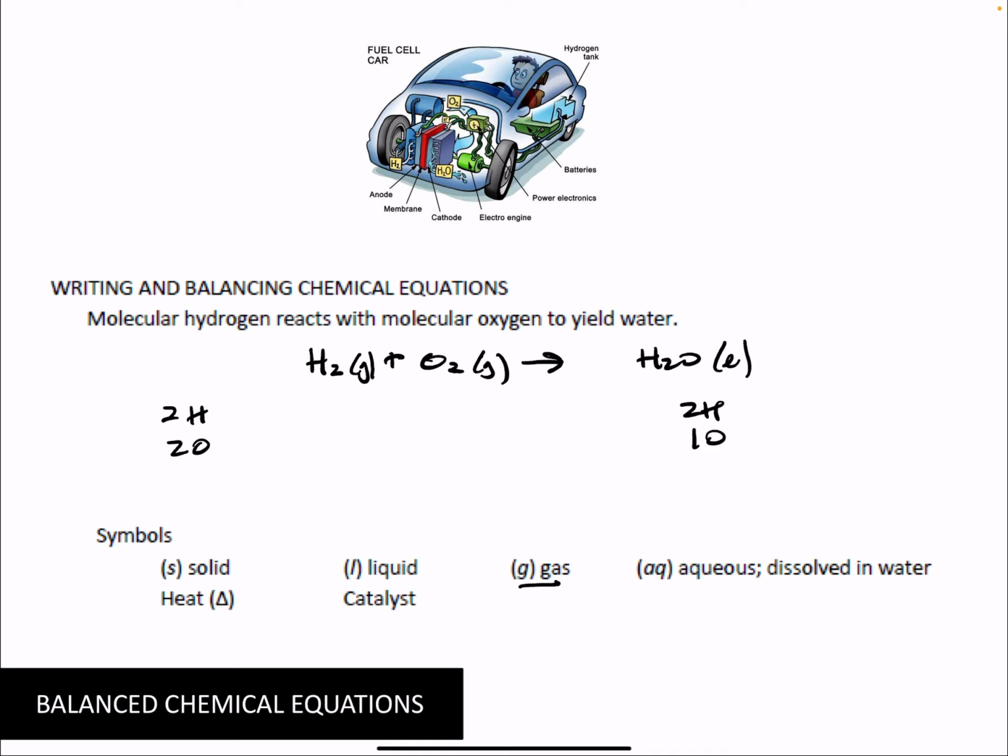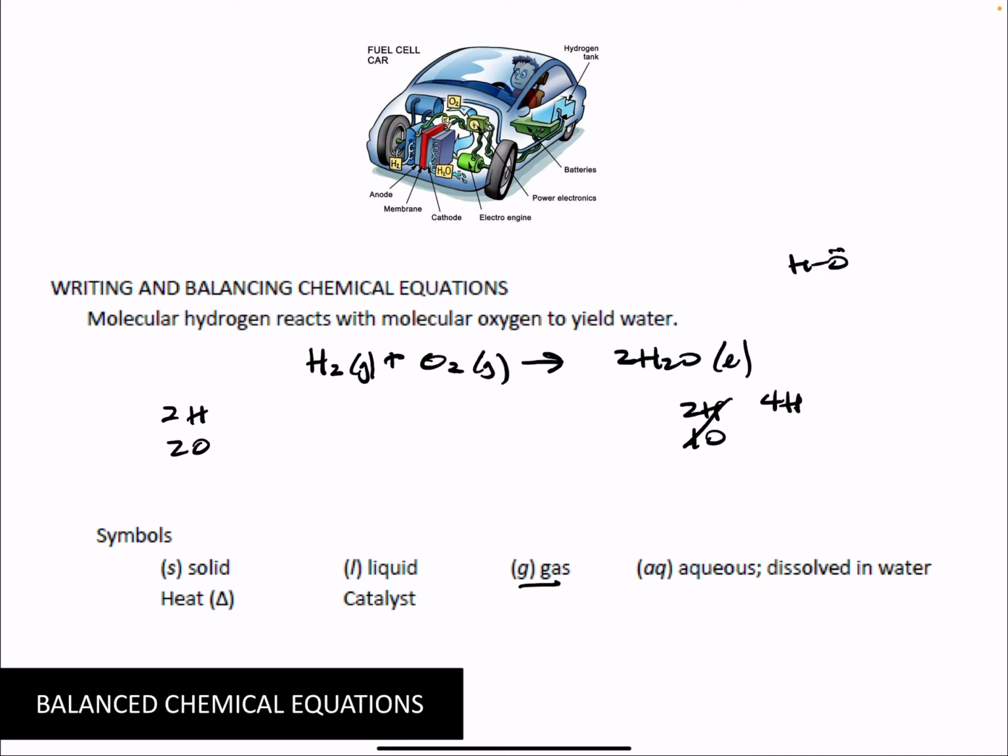That's not balanced. What you're allowed to do when you balance is put coefficients in front of the elements or compounds. You can't put subscripts or superscripts in anymore. So I'm going to double this. Now I've got 4 H's, 2 H's but 2 waters.